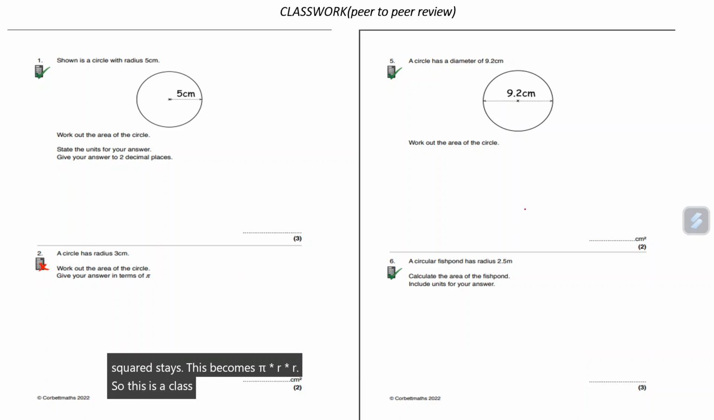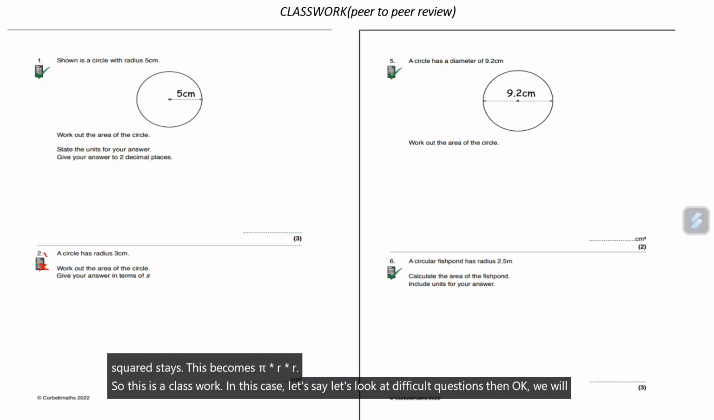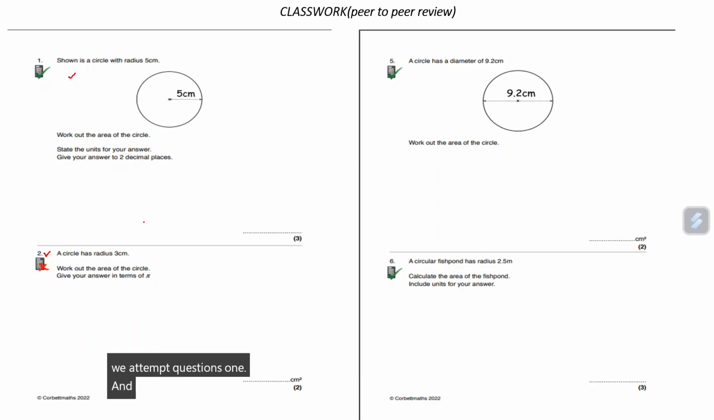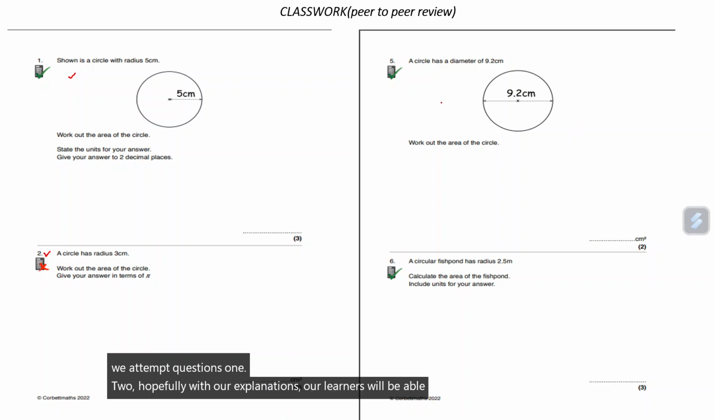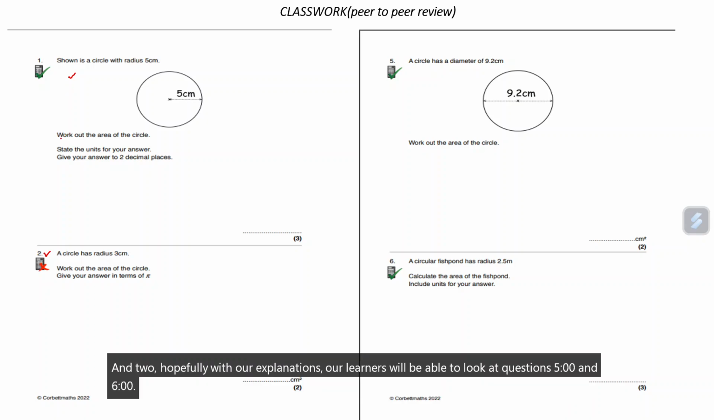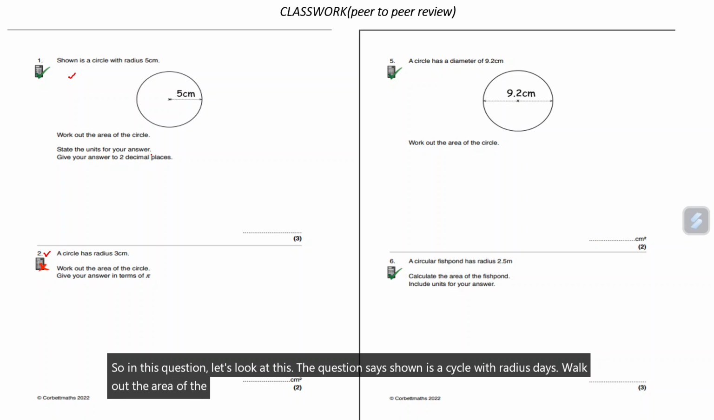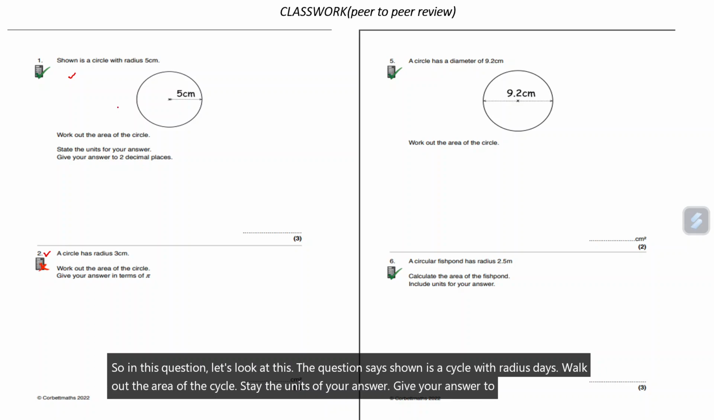In this case, let's look at difficult questions. We'll attempt questions 1 and 2. Hopefully, with our explanations, our learners will be able to look at questions 5 and 6. So in this question, the question says, shown is a cycle with radius 5 centimeters. Work out the area of the cycle. State the units of your answer. Give your answer to two decimal places.